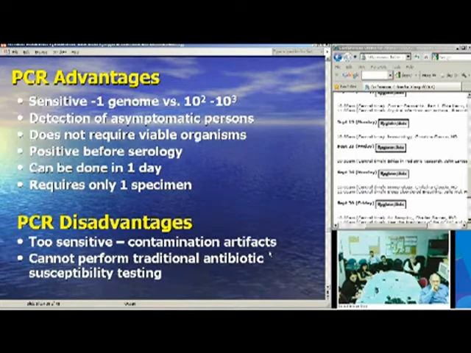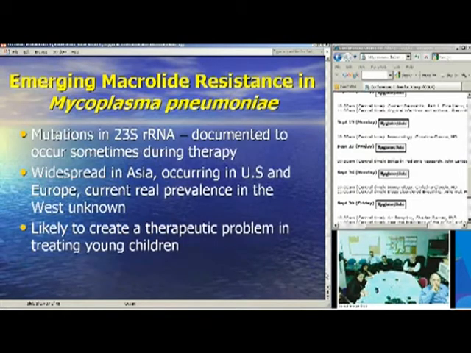The disadvantages are well known. It's very susceptible to contamination. The labs have to be rigorously run with rigorous controls, but these are problems that can be overcome, and you can't do traditional antibiotic susceptibility testing with it. However, we do know that M. pneumoniae is becoming resistant to macrolides, and it only takes one mutation in the 23S ribosomal RNA gene, one base change, to produce essentially complete resistance to macrolides.